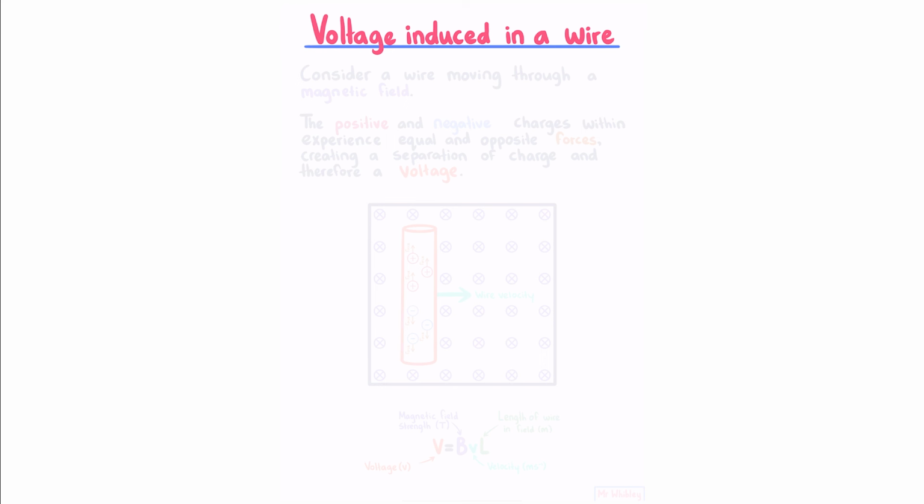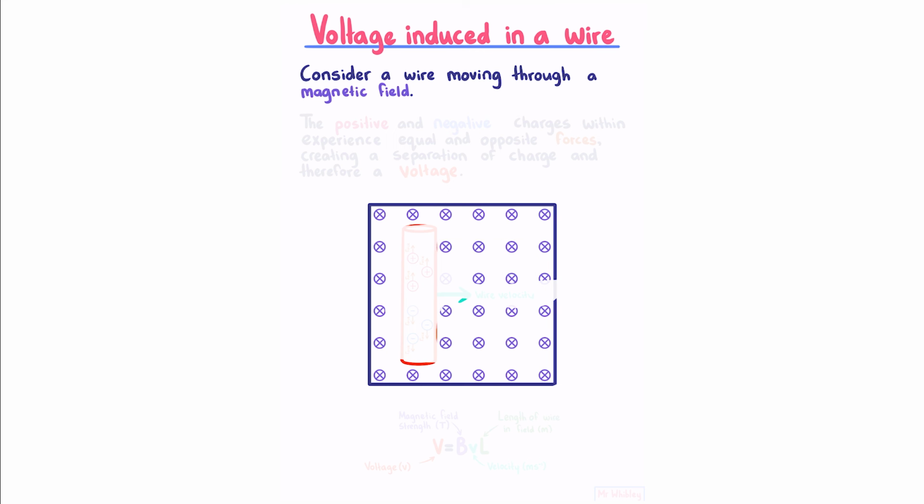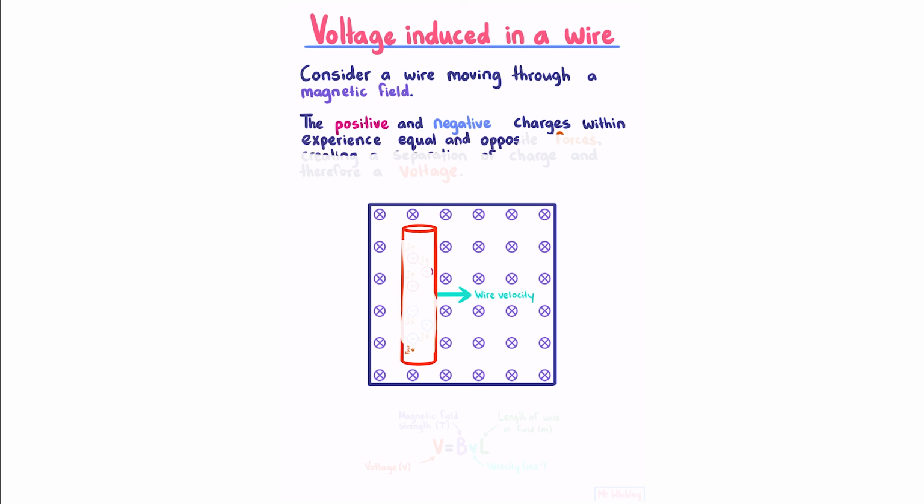Voltage induced in a wire. Consider a wire moving through a magnetic field. For example, a field into the page, and a wire moving towards the right. The positive and negative charges within experience equal and opposite forces, creating a separation of charge and therefore a voltage.